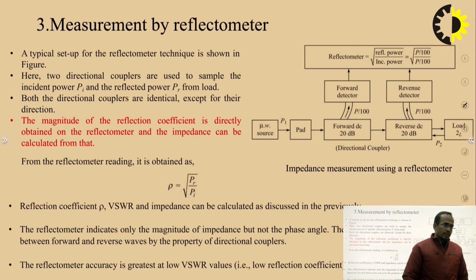Here two directional couplers are used to sample the incident power Pi and reflected power PR from the load, and both the directional couplers are identical except for their direction. The magnitude of the reflection coefficient is directly obtained on the reflectometer, and the impedance can be calculated from that. So from the reflectometer reading, we can obtain the value of rho, that is equal to the square root of PR by Pi. Reflection coefficient rho, VSWR and impedance can be calculated as per the formula available.